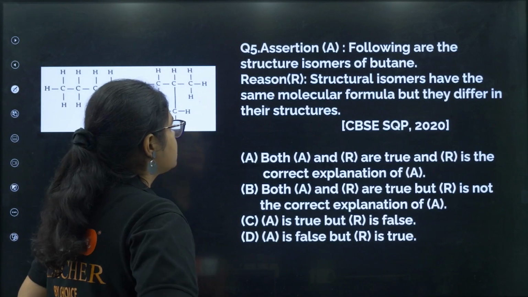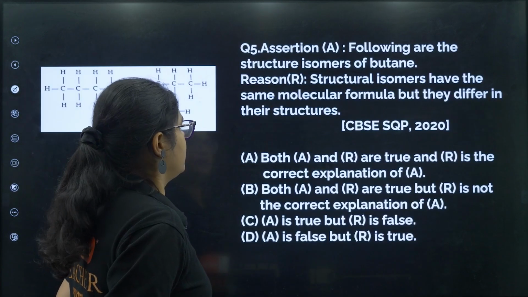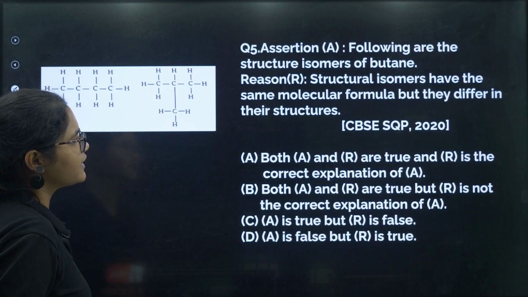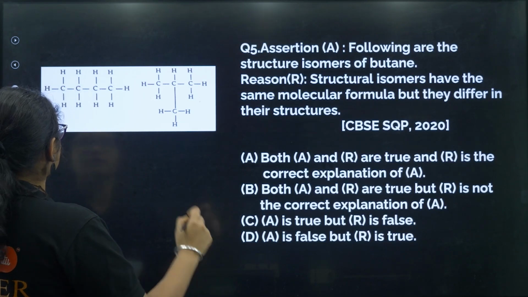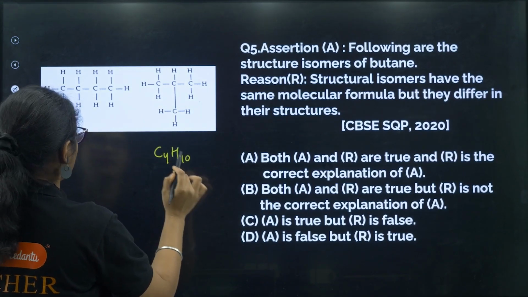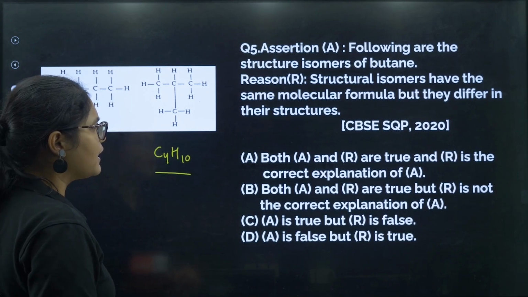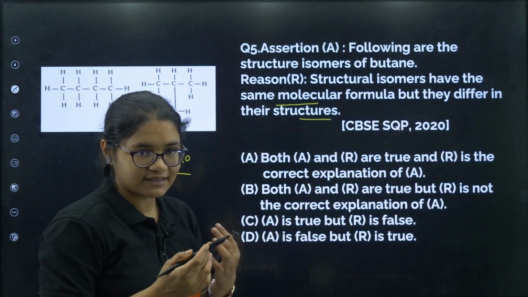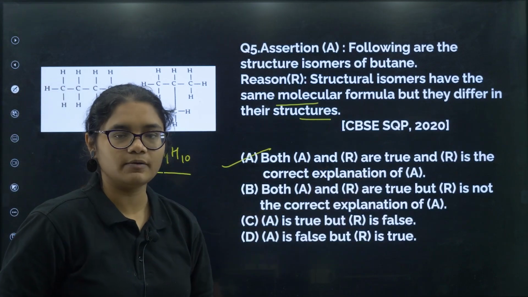Okay. Next, question number 5, assertion reason. I missed one second. Okay. Next, the following are the structural isomers of butane. Structural isomers have the same molecular formula but they differ in their structures. So you can see you have butane here. Both of them have the same formula C4H10, right? 1, 2, 3, 4, 5, 6, 7, 8, 9, 10. Now how can we call them isomers? Because they have the same molecular formula but differ in their structures. Yes, that is correct. So both assertion and reason are correct and reason is the correct explanation of the assertion.